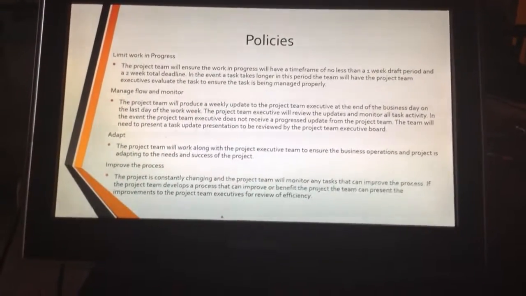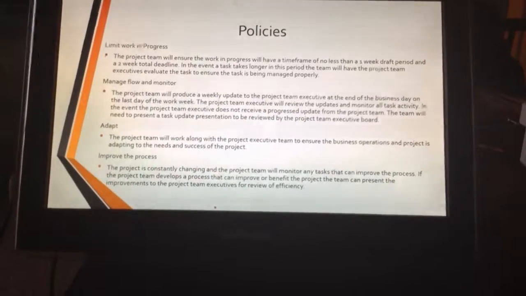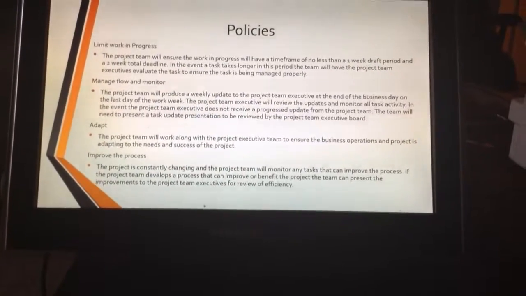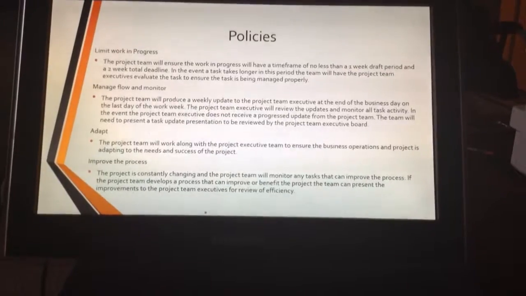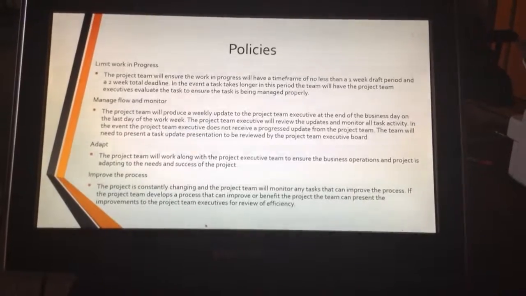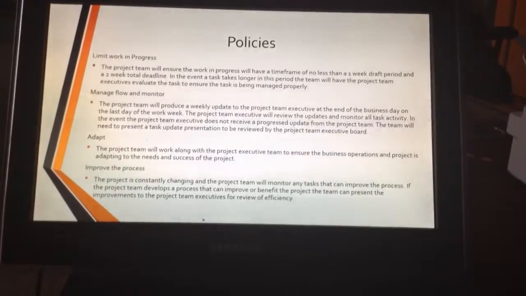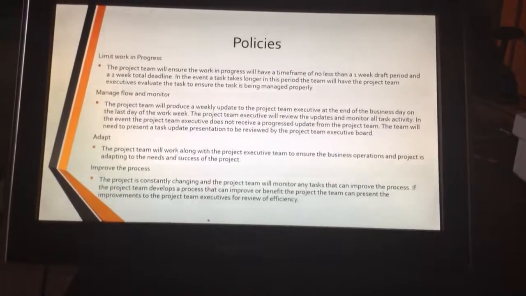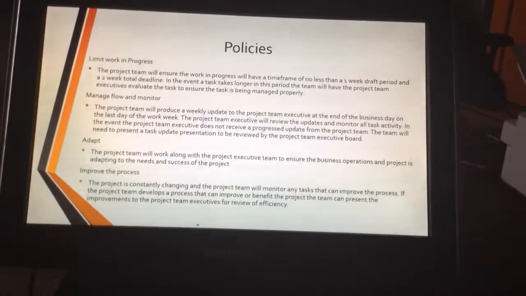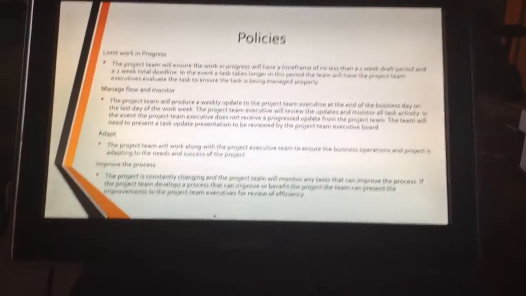And then adapt. The project team will work along with the project executives to ensure the business operations and project are adapting to the needs and the success of the project. So basically that's kind of straightforward. No need for further explanation. And then as far as improving the process, the project is constantly changing and the project team will monitor any tasks that can improve the process. If the project team develops a process that can improve or benefit the project, the team can present the improvements to the project team executives for a review of efficiency.